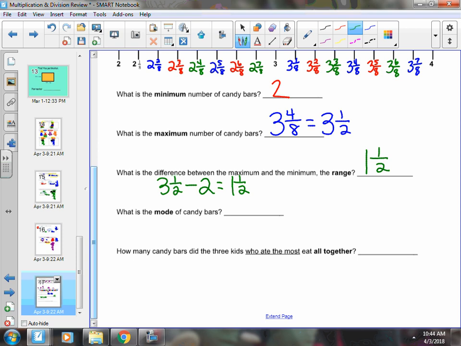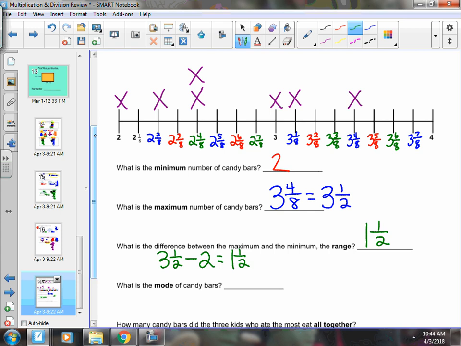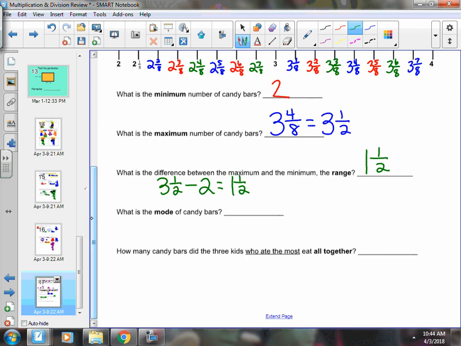Mode, most, mode, most. What is the most popular number? And you can tell on your line plot because there should be x's stacked on top of each other, right? The most frequent, the most popular. Or you can think mode, mode. It's the number that occurs the most. What's our mode? Say it out loud. 2 4/8, which is the same as 2.5. Good. It's the most frequent number.